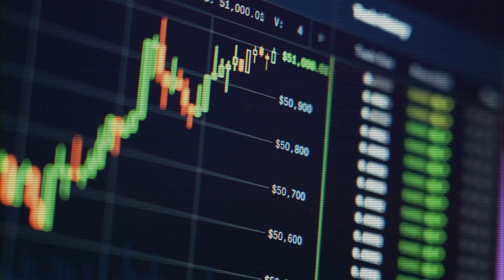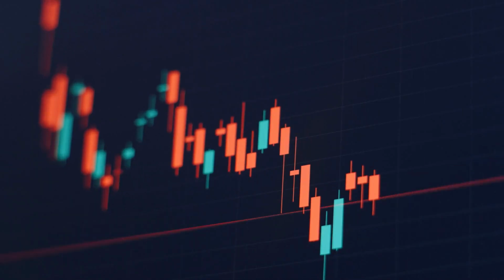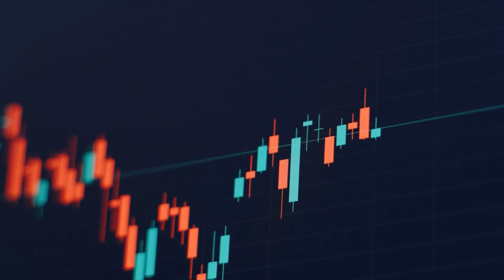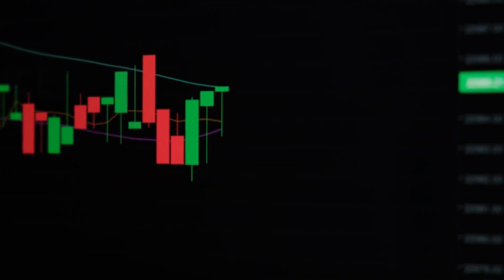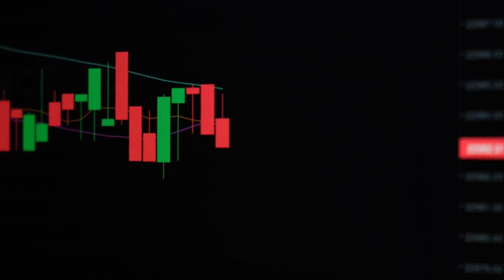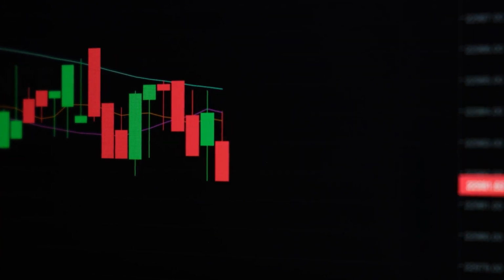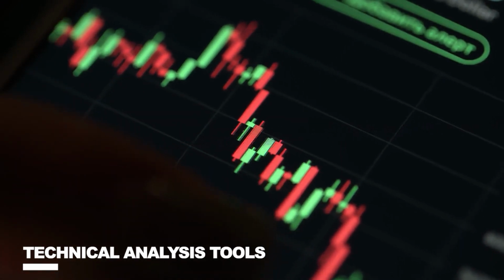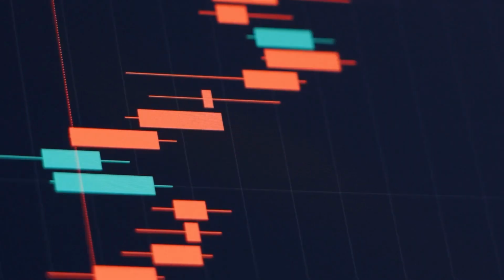Are you eager to become adept at reading candlestick patterns? The most effective way to master this skill is through hands-on practice, where you enter and exit trades based on the signals these patterns provide. When using candlestick patterns, remember that they work best when combined with other technical analysis tools. This helps confirm the trend and gain a deeper understanding of the market.